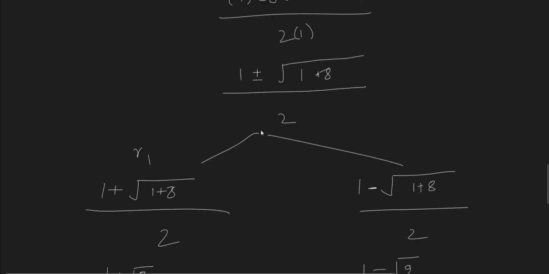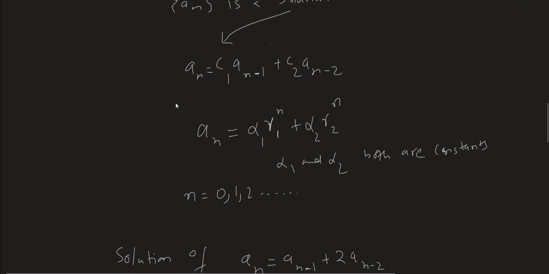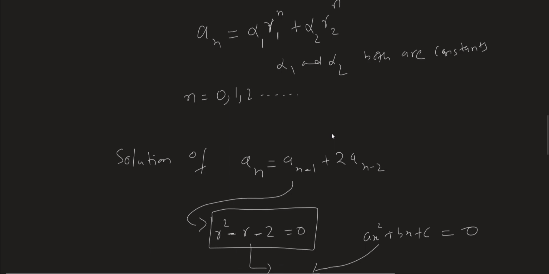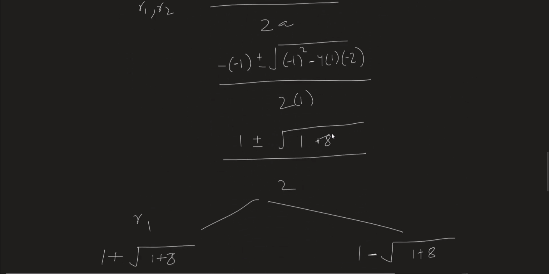Then the solution of this equation will be given by this expression, which is a_n equal to alpha 1 times r1 raised to the power n plus alpha 2 times r2 raised to the power n. So the meaning of alpha 1 and alpha 2 will be clear here.